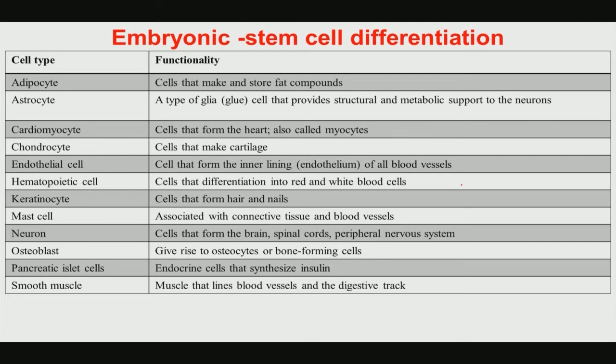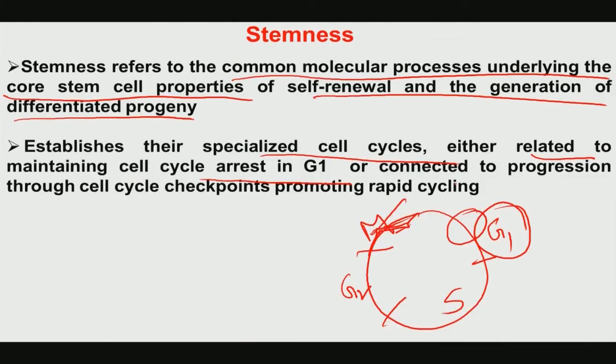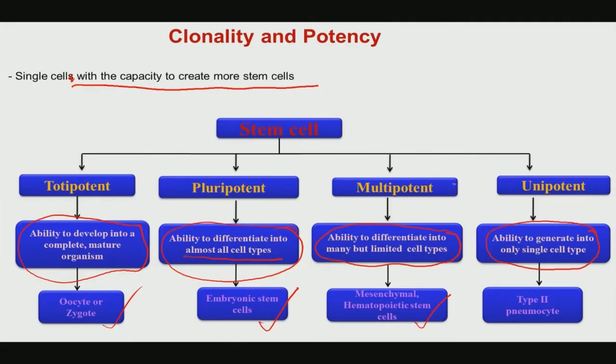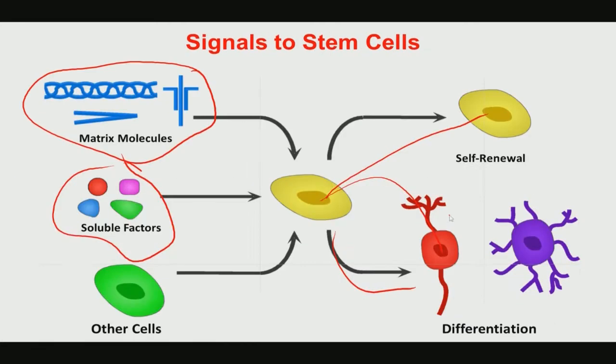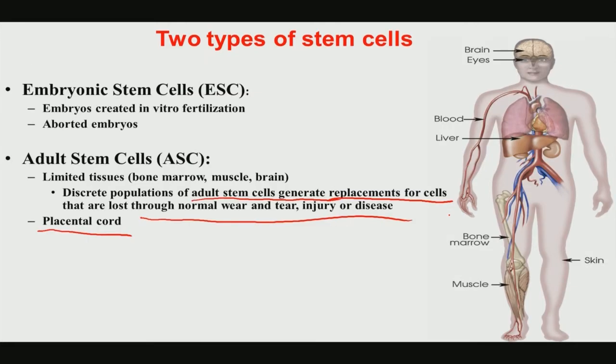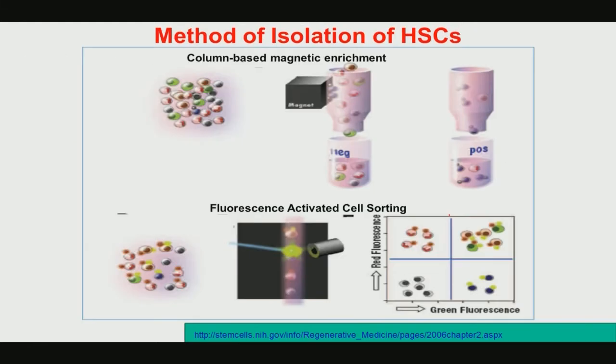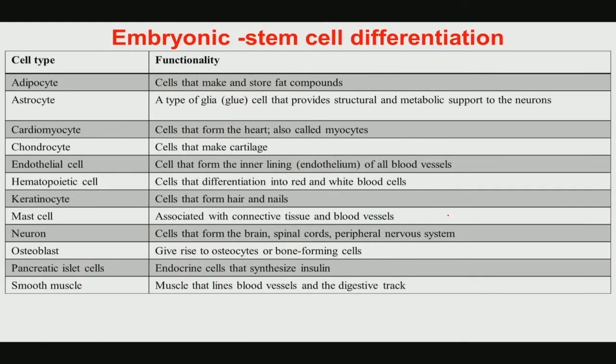Okay. As I said before, in the context of potency of the stem cells, you have pluripotent stem cells. If you go back to one of the earlier slides where I mentioned this, one example of pluripotent stem cells is embryonic stem cells. Therefore, embryonic stem cells can differentiate to different cell types as mentioned in this particular slide.